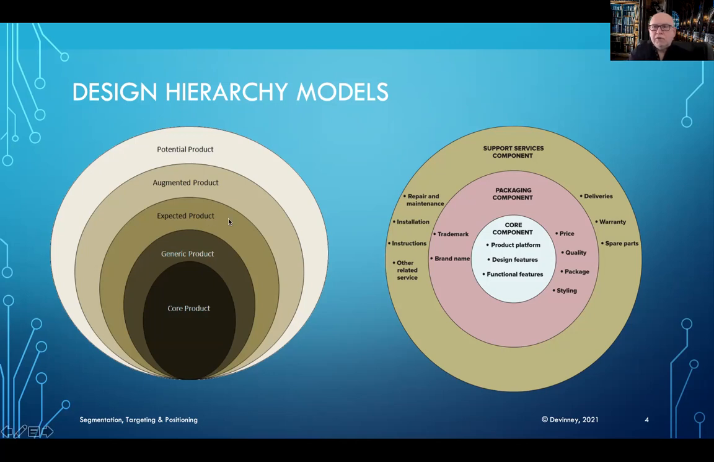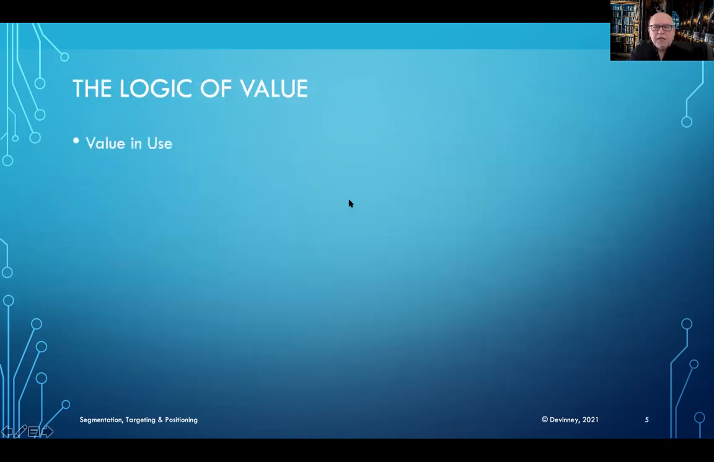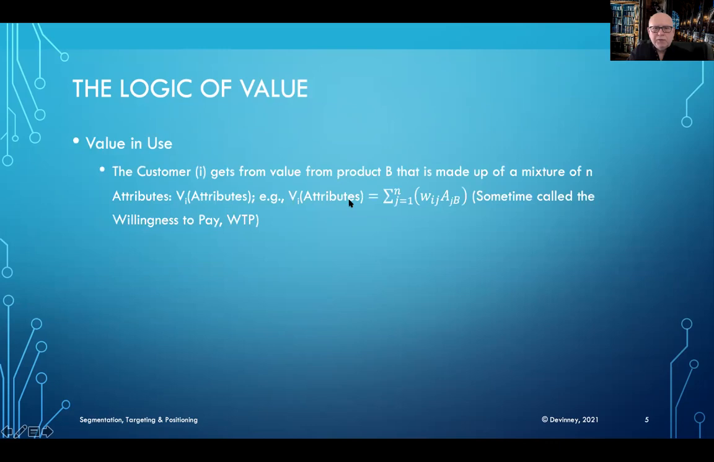And if you do the value structure in the right way, you don't have an issue of gray market sales, of sales across markets, because in certain segments they are willing to pay for that additional value that they get. And this kind of comes back to the value in use issue. And that is, how do we define value in use?